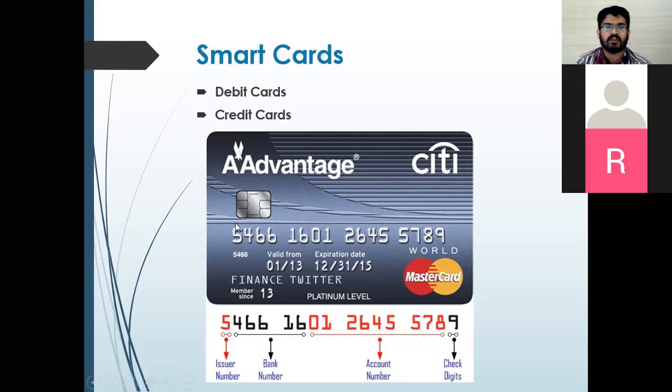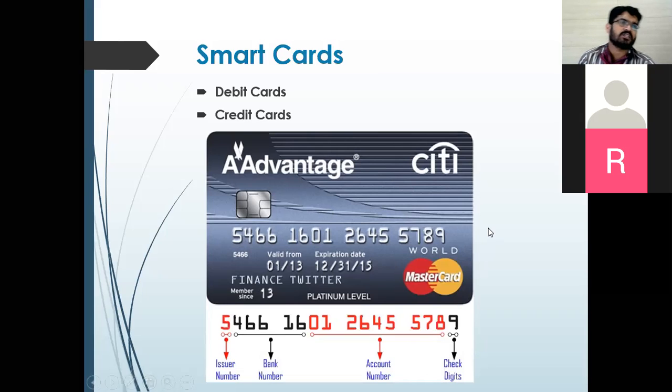Then there is a chip in a debit card or credit card. These are called smart chips, where all your information is stored, or there is a strip behind. Nowadays most credit cards have this chip. Then there is a validity for any debit card or credit card. For this example, let's say it is valid from January 2013 to 31st December 2015. So it is valid for around 2 years. Sorry, 13, 14 and 15, around 3 years it is valid.